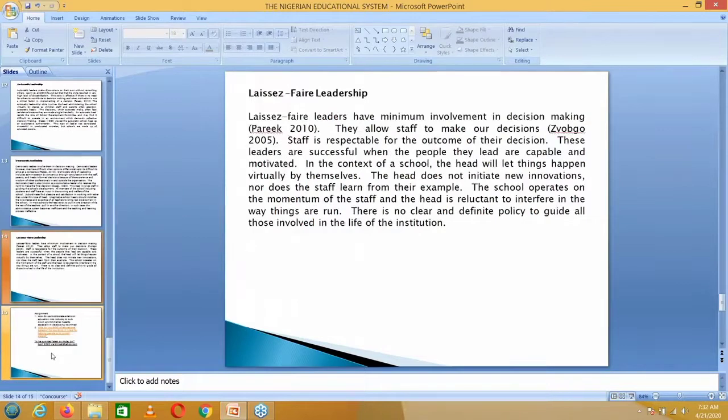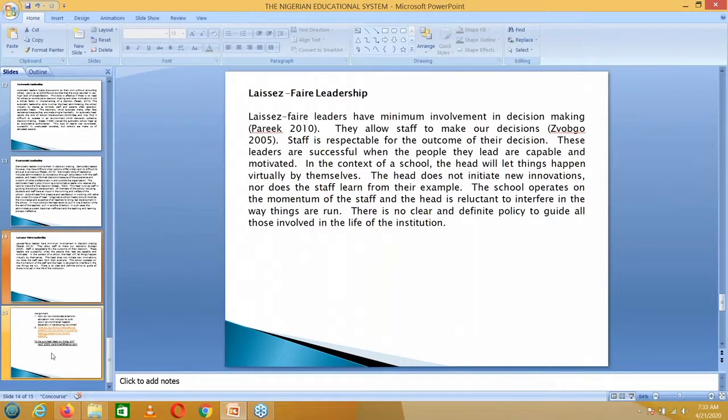That's the laissez-faire leadership style. This leadership style involves minimum decision making from the head. They allow the staff to make all the decisions. The staff is responsible for the outcome of their decisions. So these leaders are successful when the people they lead are capable and motivated. They are only successful when the staff under them are capable and motivated.